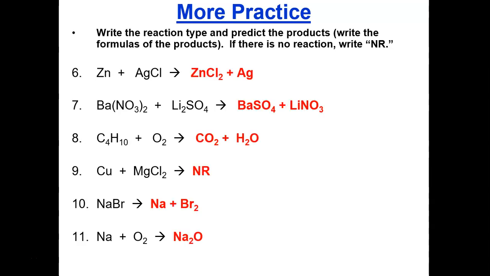All right, so the reason that number 9 is no reaction is that copper is less reactive than magnesium, so it cannot replace it. Zinc is more reactive than silver, so it can. Okay, so bring questions to class, do the homework, and make sure you get a lot of practice with this.